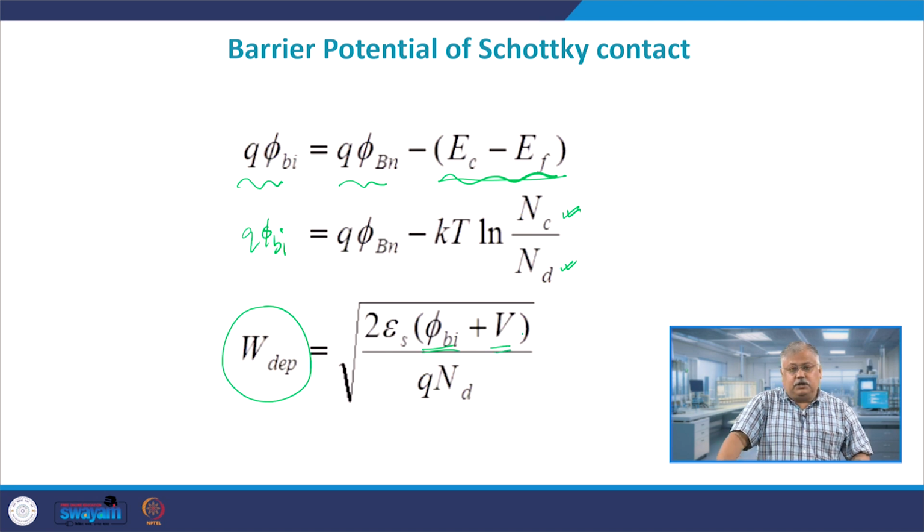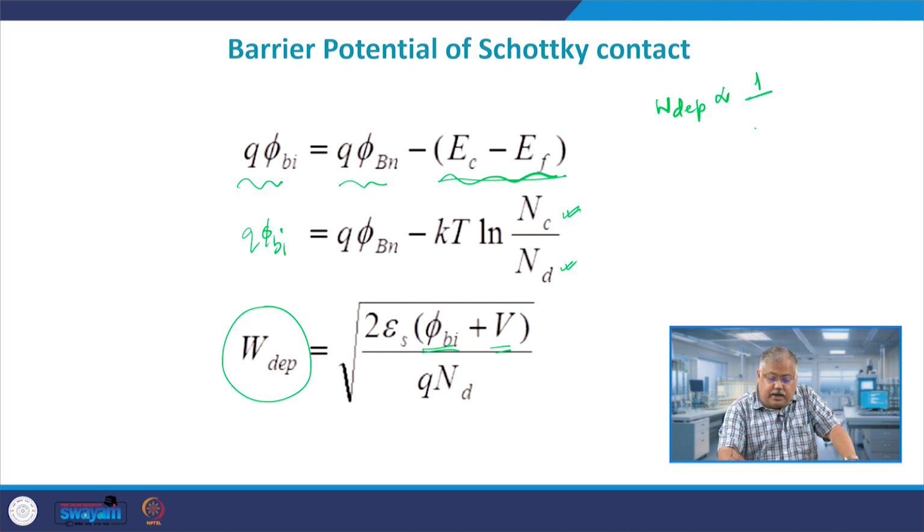This depletion thickness will depend upon the built-in potential and your applied potential. If your applied potential is more and more positive onto the N side, the energy band diagram on the N side will go down drastically, right. As a result, your W depletion will become much higher, and if it is forward bias, it will get lower. One point to be noted here is that W depletion is proportional to 1 by root of ND, which means that the higher the doping concentration, the lower the depletion width, right.